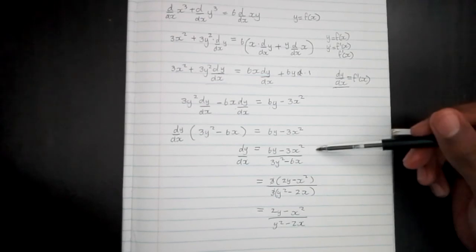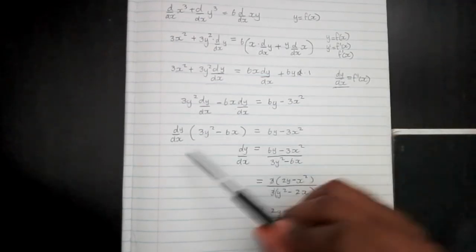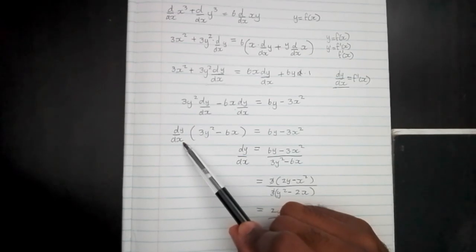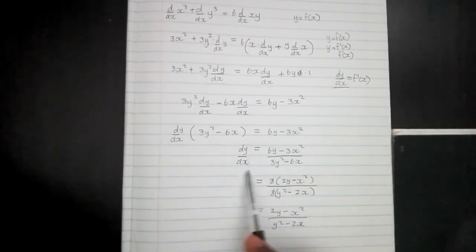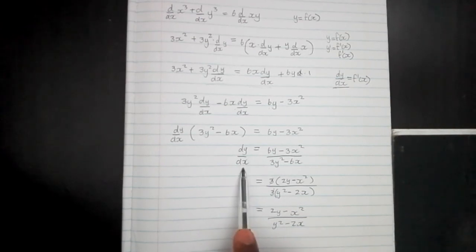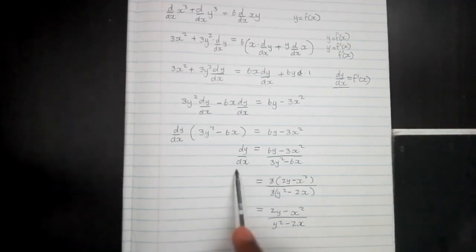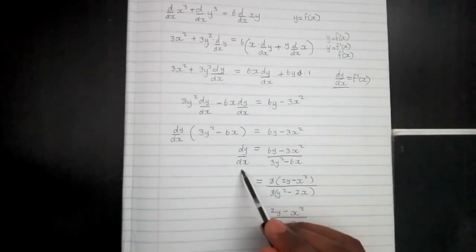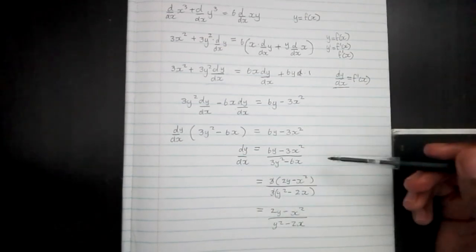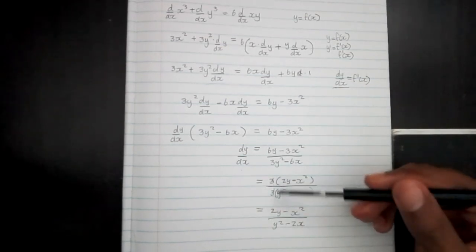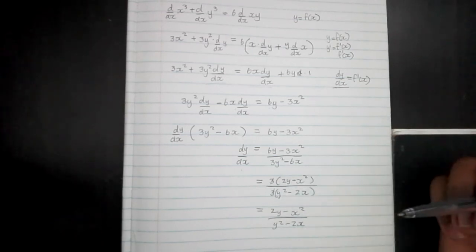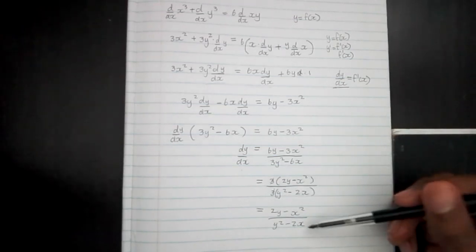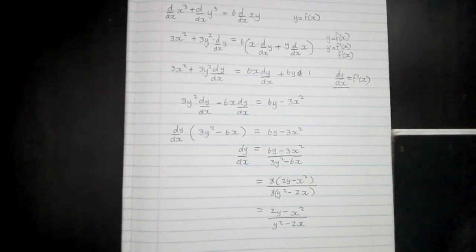In case this didn't show in the video, what we did first is we made dy dx the subject of the equation, and from there factored out 3 from the numerator and denominator, cancelled out the 3, and we got our final answer. And that's how you apply implicit differentiation to get your answer.